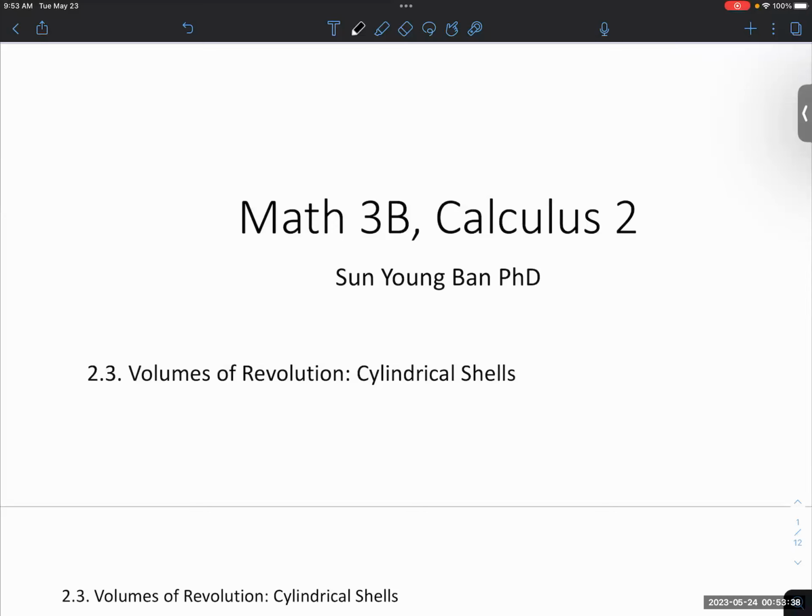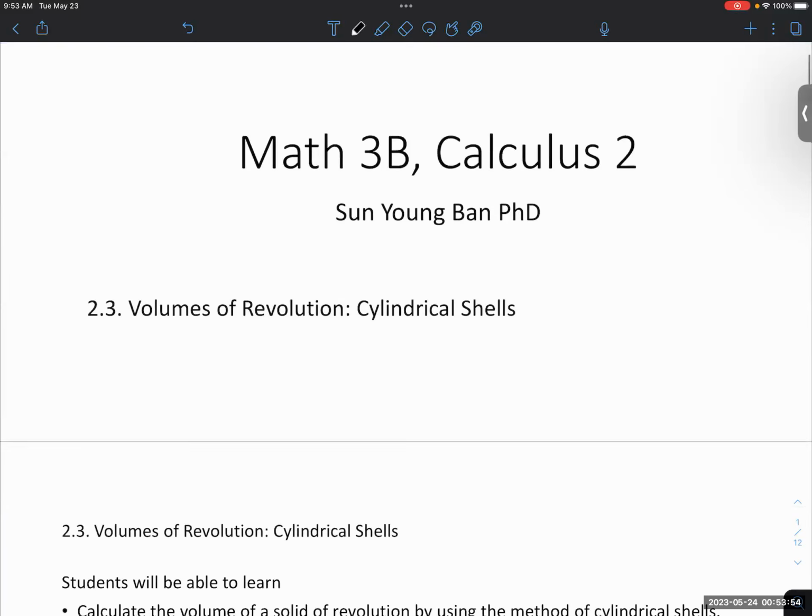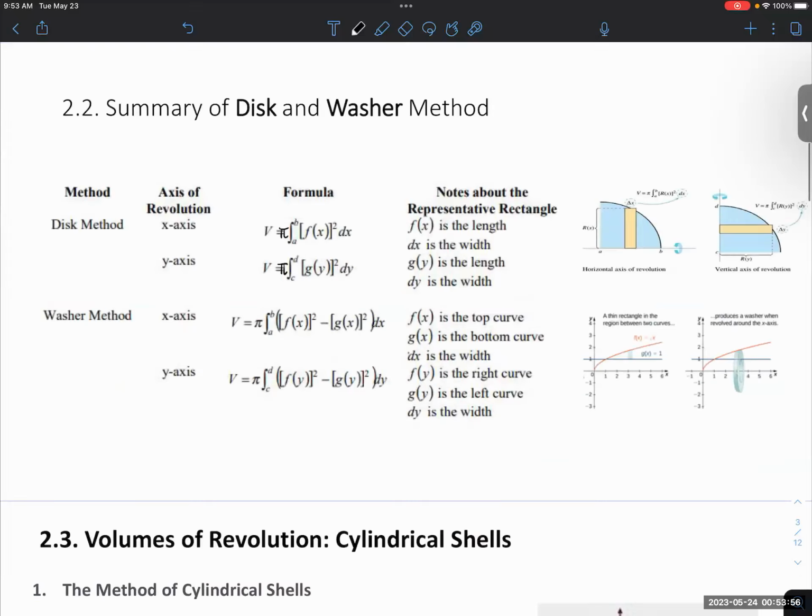Hello everyone, welcome back. This is Calculus 2. So in this video, we're going to talk about the cylindrical shell method. This is another method to find the volume of a solid of revolution. So far, if you remember, in 2.1 and 2.2, we talked about the slicing method, disc method, and washer method.